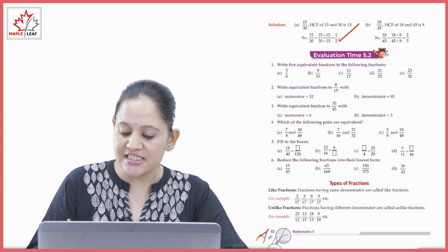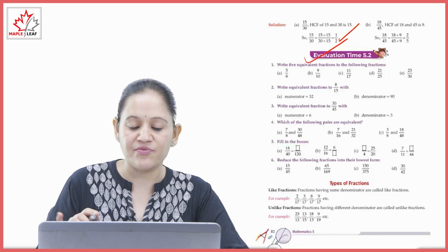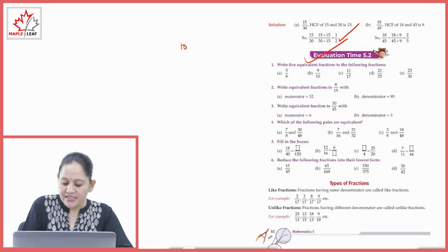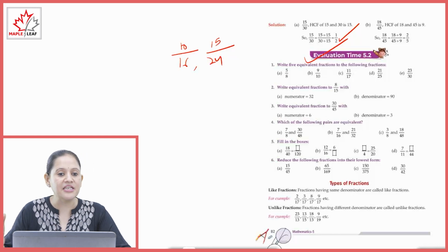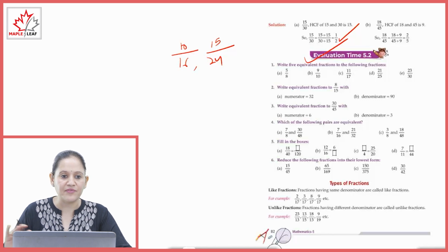Next is Evolution Time 5.2. Write 5 equivalent fractions of the given fraction, 5/8. So first, we multiply 5/8 by 2, so we'll get 10/16. Then by 3, we get 15/24. Then 3, then 4, then 5. In this way, whatever we get are the equivalent fractions.